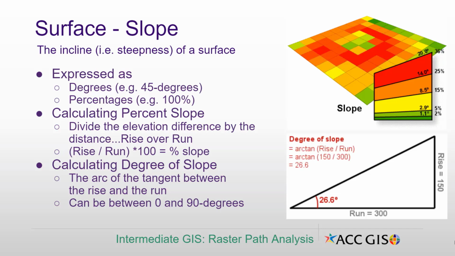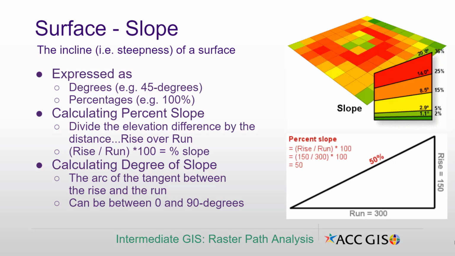Now, you calculate the percent slope by dividing the elevation difference by the distance, or what we like to refer to as rise over run. And technically, it's rise divided by run times 100 equals the percent slope. And in the example on the right, 150 divided by 300 is 0.5 times 100 equals a 50% slope.